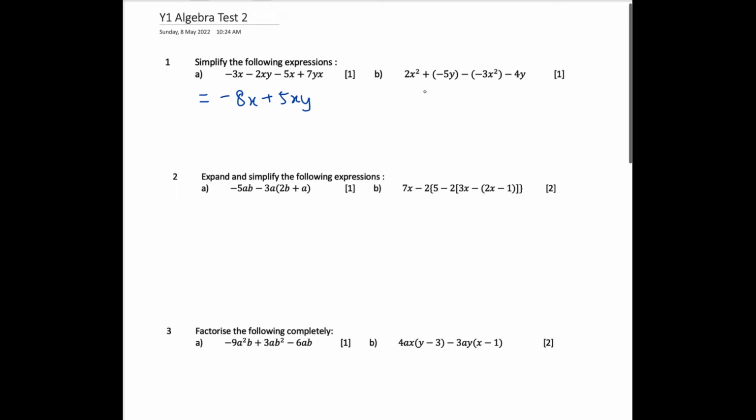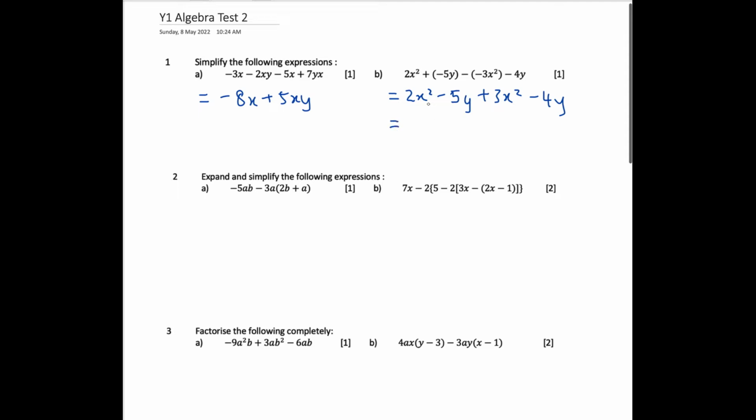In the second sum, we also have a collection of like terms. Like terms also have the same power. So x squared, 2x squared, and 3x squared here are like terms. But first we must change the signs because they are brackets, so there's a multiplication of signs. So we have 2x squared, plus times minus is minus 5y, minus times minus is plus 3x squared, and minus 4y.